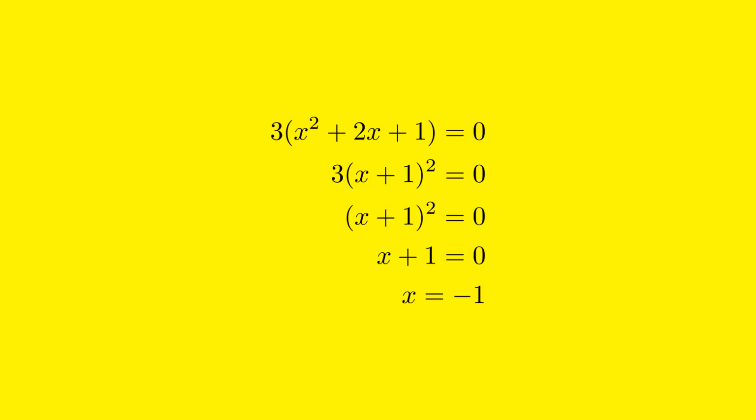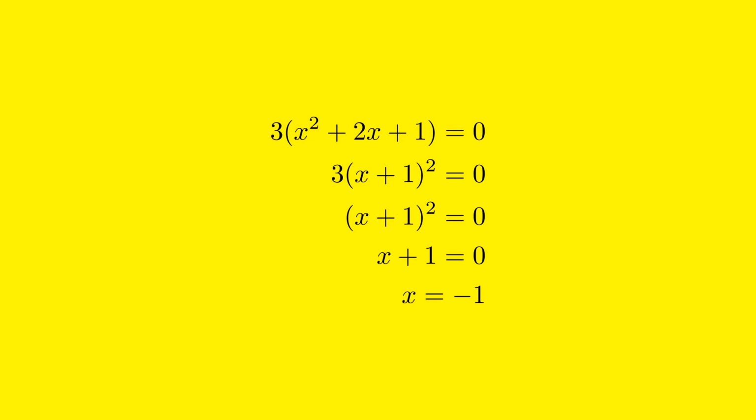Step 2. Now that we have factored out the common factor, we are left with solving the quadratic expression x squared plus 2x plus 1. We notice that this expression can be rewritten as the square of a binomial. Specifically, x squared plus 2x plus 1 is the same as the quantity x plus 1 squared. This is because when we expand x plus 1 squared, it results in x squared plus 2x plus 1. Therefore, the original expression 3 times x squared plus 2x plus 1 can now be written as 3 times the quantity x plus 1 squared.